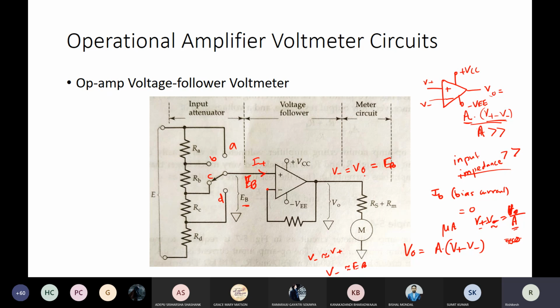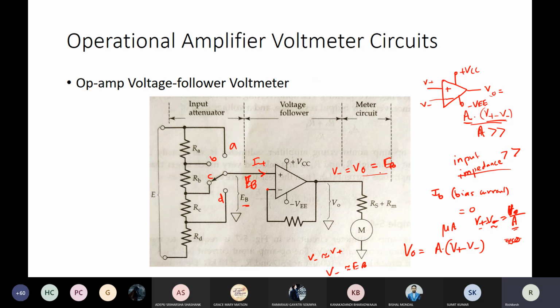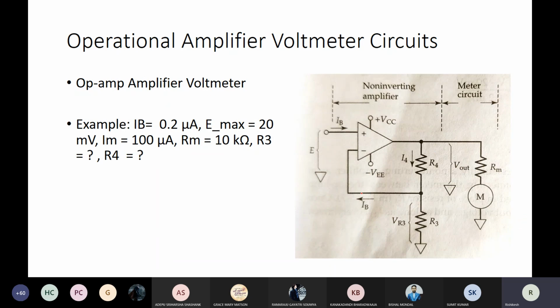So this is why, since the output follows the input, it is known as a voltage follower circuit, and this arrangement is used for voltage follower based voltmeter design. It's a very simple approach. You can simply extend it to include the amplification as well. So why only provide EB? Can I apply some magnified value of that?